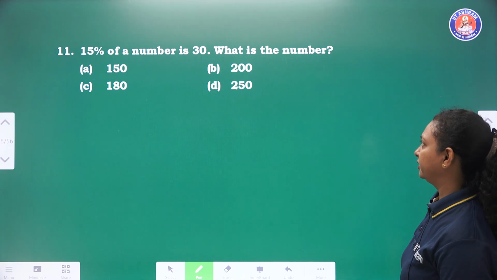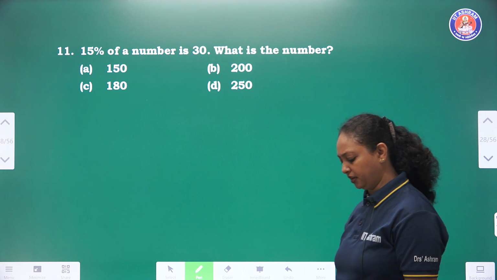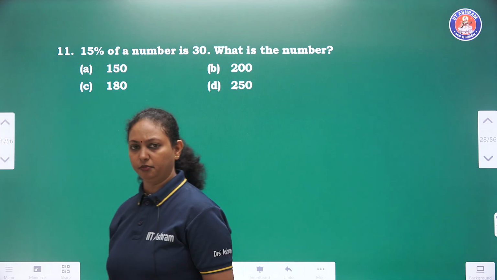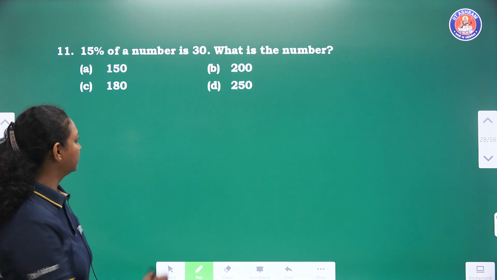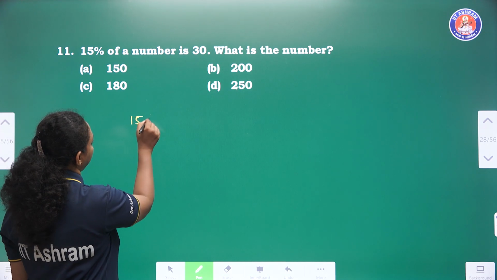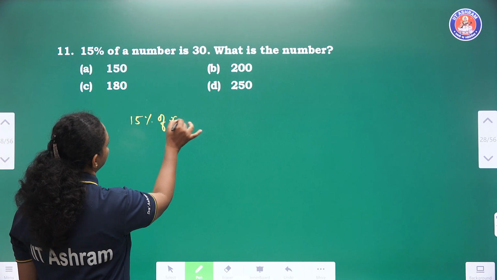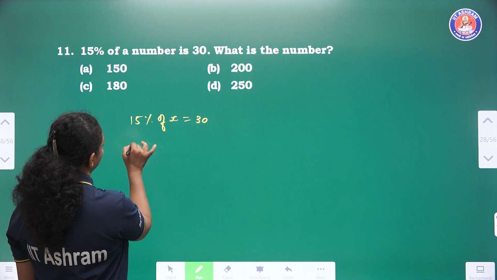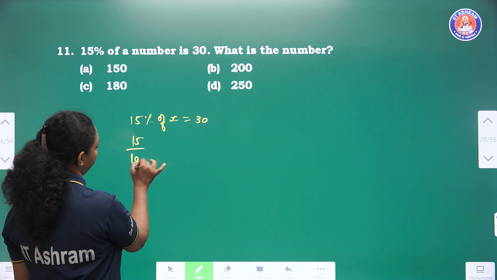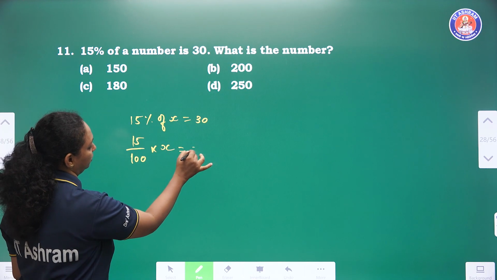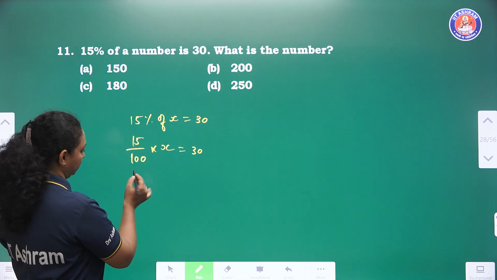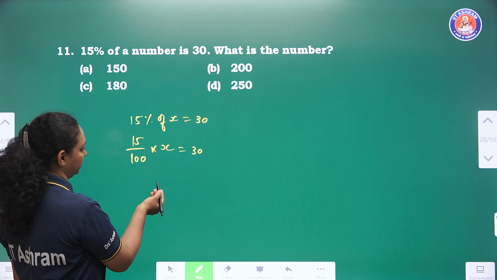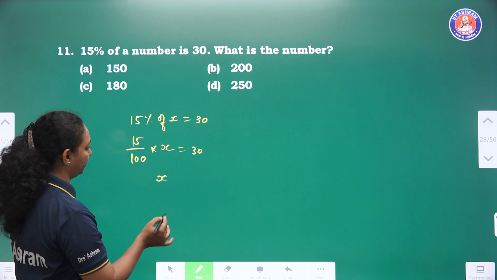15% of a number is 30. What is that number? It's so simple. Let's assume the number is x, so we simply write that 15% of x is equal to 30. We write 15% as 15 out of 100 of x is equal to 30. 15 by 100, that is so simple, we just cancel it out, or otherwise leave it as it is.